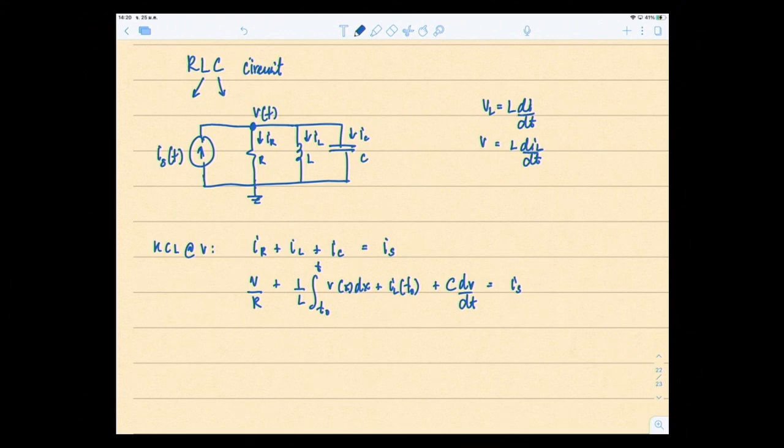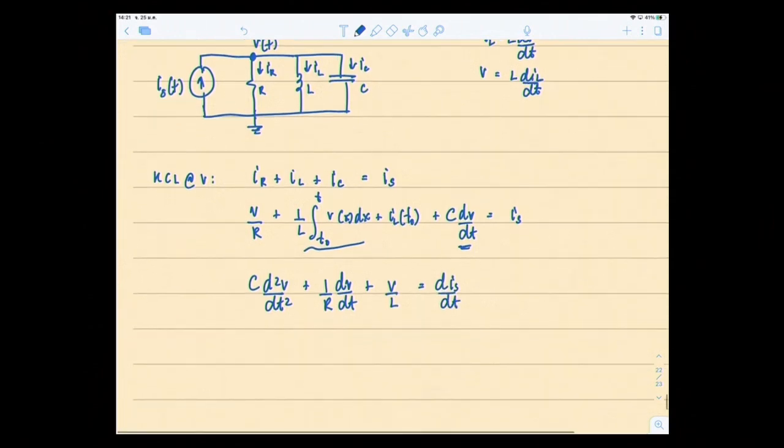I'm going to just do it. If you differentiate this one, it will become C d²V/dt², right? If you differentiate V over R, it becomes 1 over R dV/dt. And then we differentiate the IL term, so V over L, equal to dIs/dt. So if we do it like this, we get d²V/dt² plus 1 over RC dV/dt plus V over LC equal to 1 over C dIs/dt.